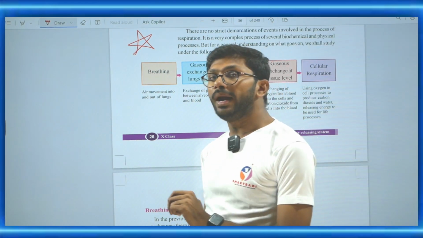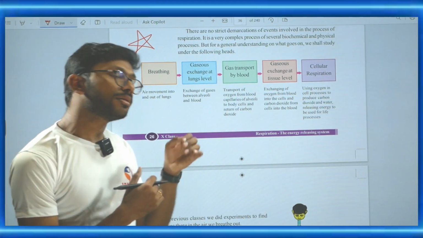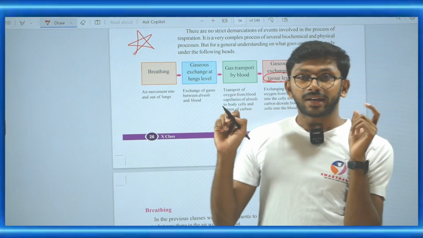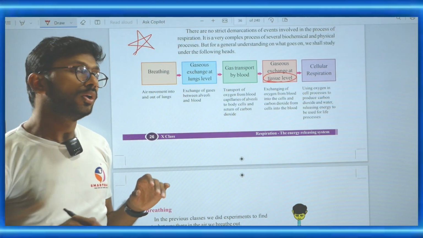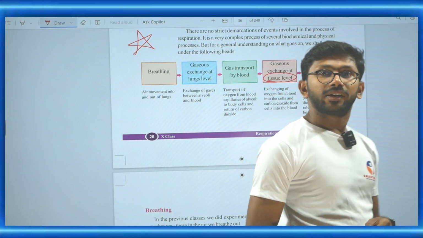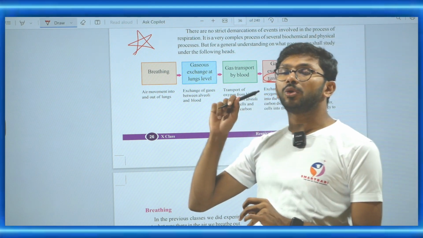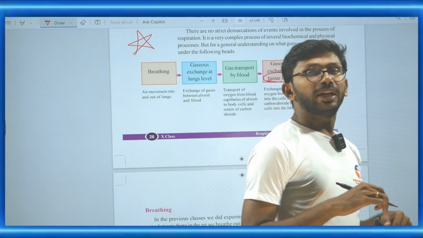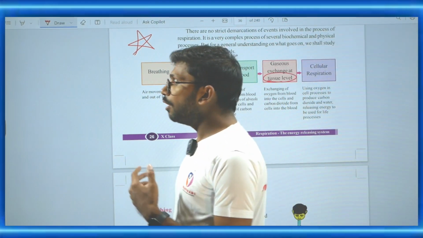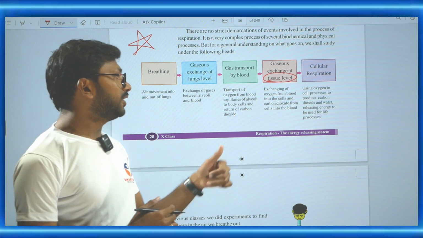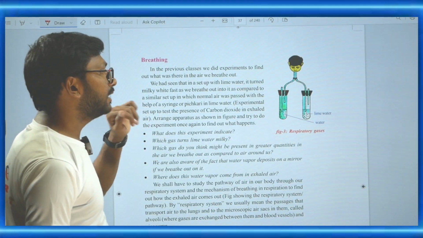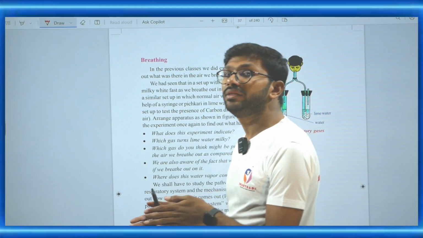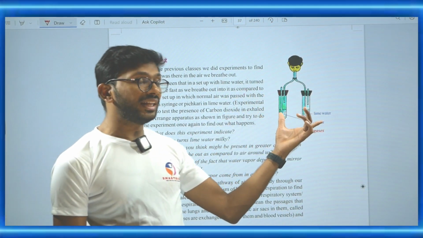After that, the blood reaches certain organs. Target tissue level is nothing but the organ, because a group of cells forms a tissue and a group of tissues forms an organ. Now the tissue level also means the reaching of a particular organ. After reaching the organ, cellular respiration takes place. In the process of cellular respiration, energy formation occurs. And after the formation of energy, for the respiration, how it occurs in a human being's breathing, there is one experiment mainly at the starting of the chapter.